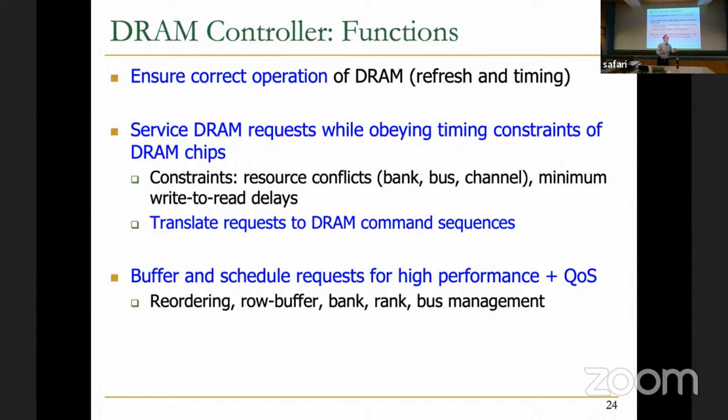Okay, you take into account row buffer, you do first ready, first come, first serve, which is things that hit in the row buffer are scheduled first. So that takes into account row buffer locality. We will see that in a little bit.